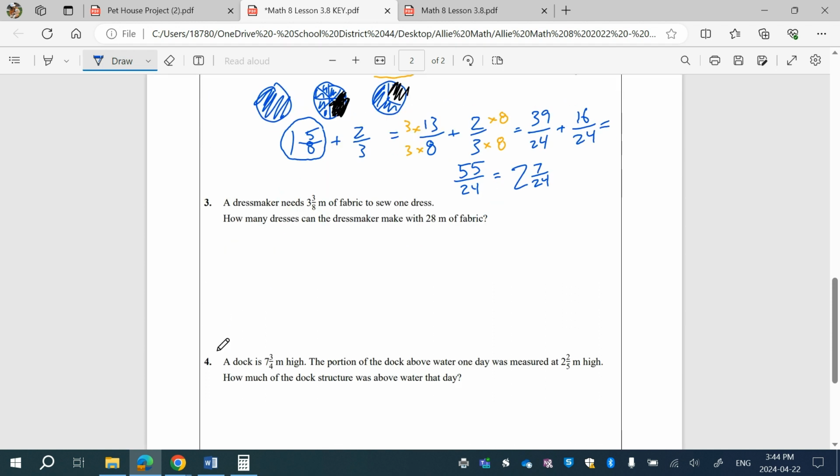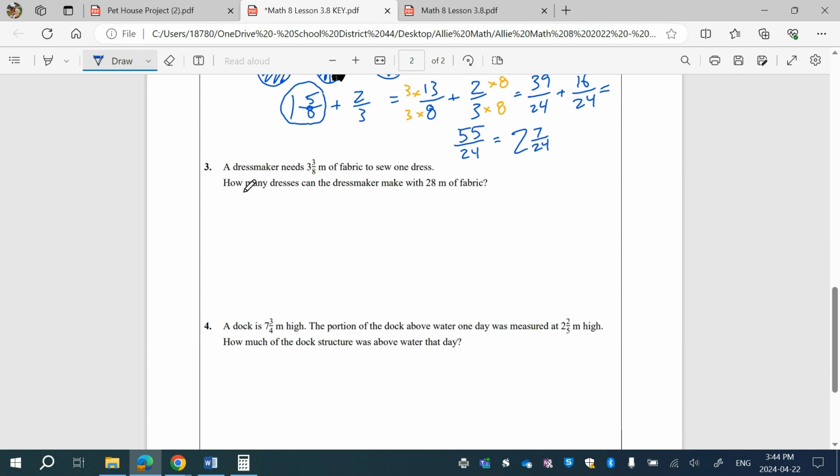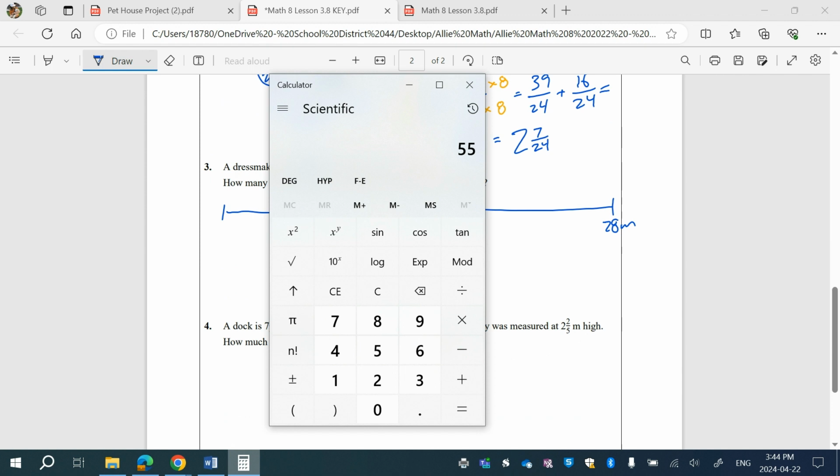Okay, let's do the next one. I'll try to figure it out. A dressmaker needs 3 3/8 meters of fabric to sew one dress. How many dresses can the dressmaker make with 28 meters of fabric? So let's think about it. Look, we've got 28 meters of fabric, 28 meters. And roughly, kind of close to 3.5 almost. Let's say closer to 3, 28 divided by 3.